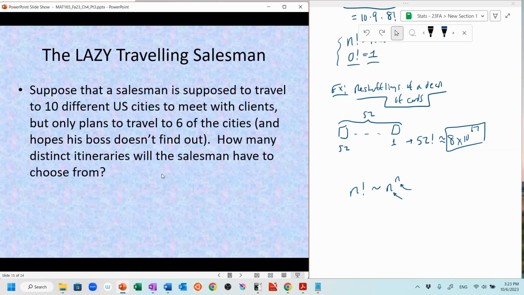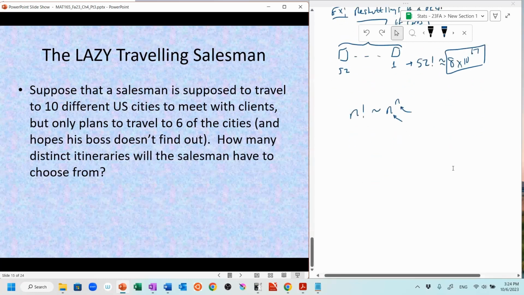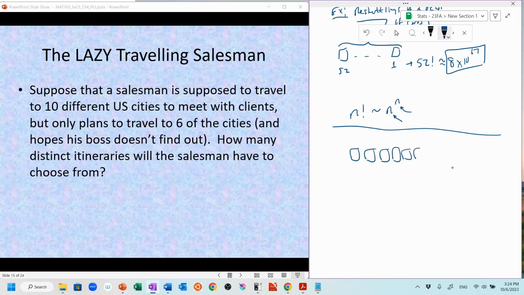Okay, so let's consider a lazy traveling salesman. This salesman also was told by his boss to go to 10 different cities and meet with 10 different clients. But he's going to only travel to 6 of these cities and spend the rest of the time on a beach in Florida or something. How many itineraries does this salesman have to choose from? So this salesman has 6 slots to fill in rather than 10. But he still has 10 different cities to choose from.